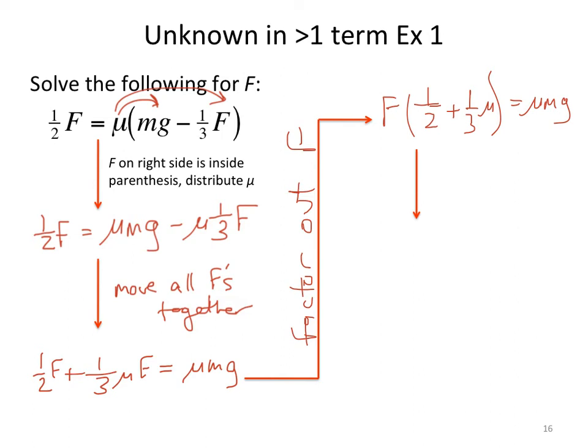Awesome. Great. So the F is kind of by itself, but it's still being multiplied by this whole mess right here. So what do we do with that? Well, let's unmultiply it. Let's divide now, right?